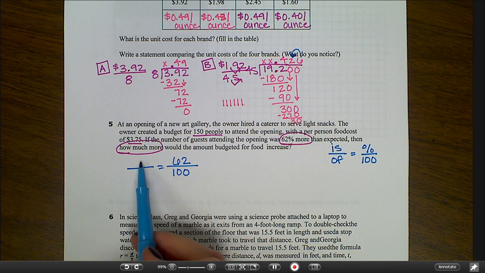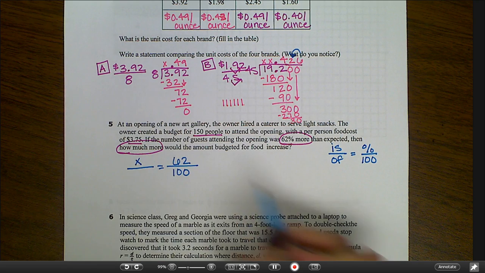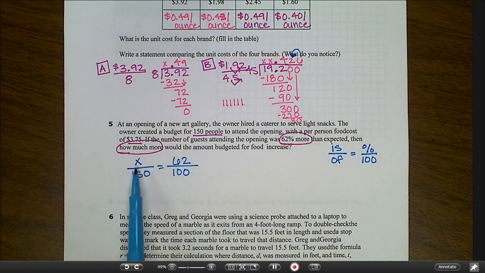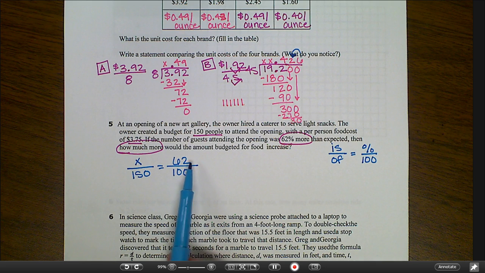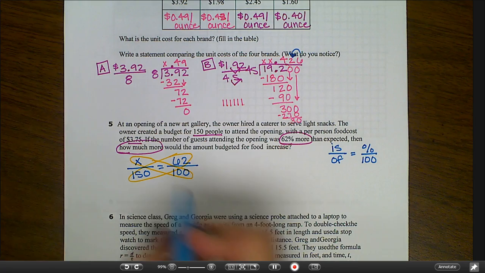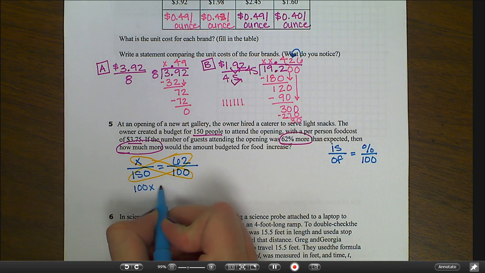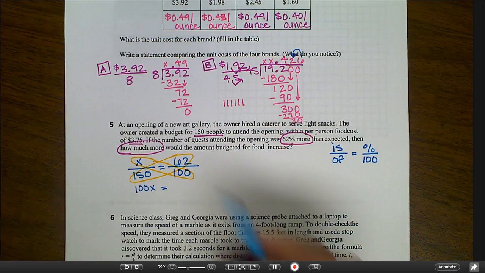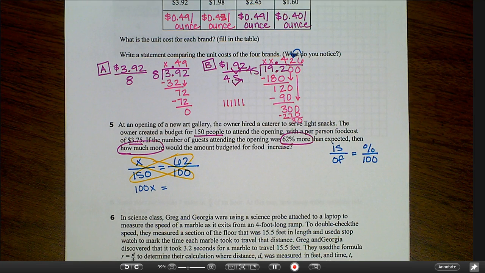And the extra people are going to be the part that we're talking about. So 150 people is the original total. Now we want to know what part am I adding. In other words, what is 62% of 150? So now we can cross multiply. And I get 100x equals, go ahead and do this on your paper, calculate out 150 times 62. Pause the video.